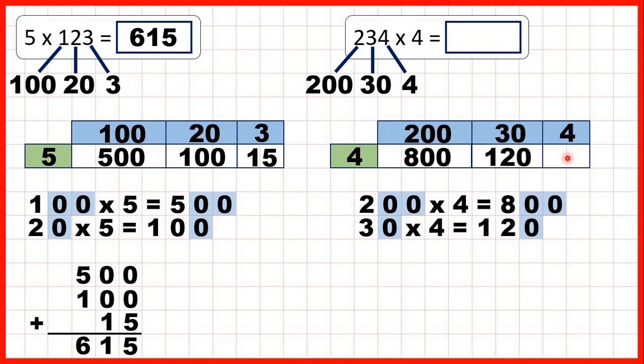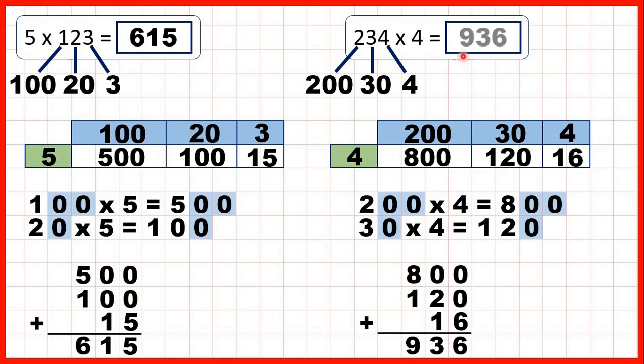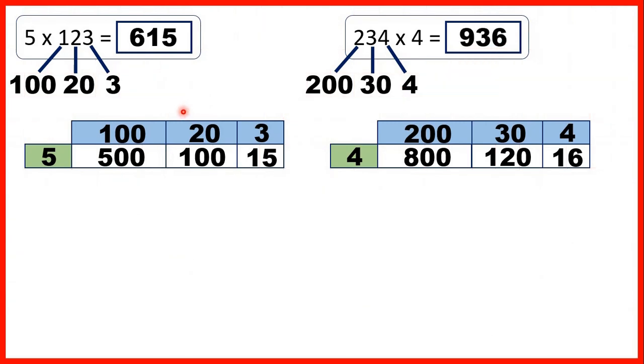And now finally for this box we just need 4 times 4, which is 16. So we can add up our answers and that gives us 936. Now to see why this method works, let's show place value counters.